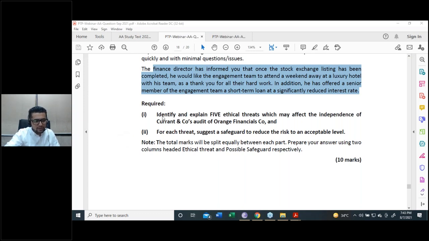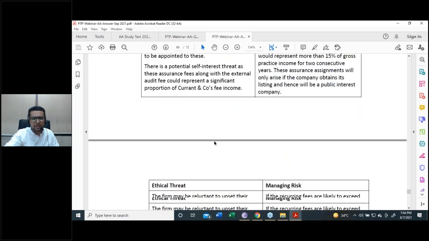Luxury food not allowed, self-interest and familiarity, and somehow intimidation for the loan. Yes, self-interest and intimidation with respect to the loan. Well done. All of you are absolutely right. Let's see what the solution has to say.